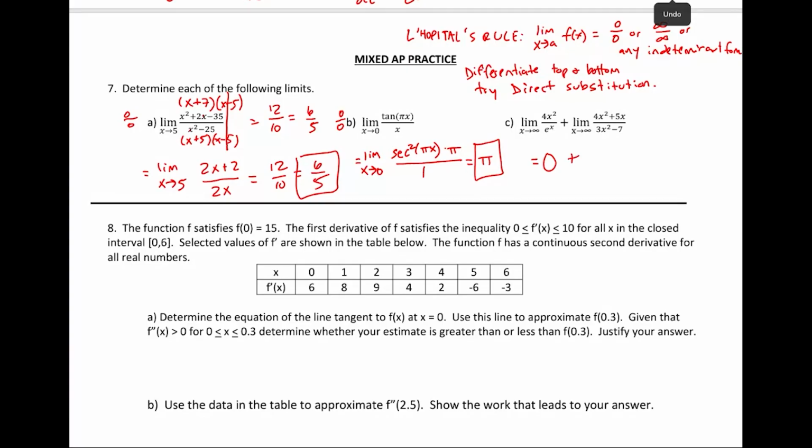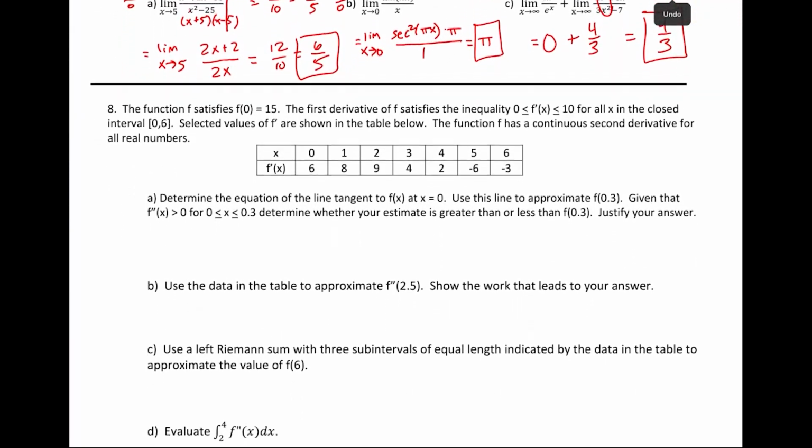Now for this next one, both the numerator and the denominator are quadratic functions, so they grow at basically the same rate. And so to find the limit as x goes to infinity, or to find the horizontal asymptote of this function, in other words, what is the function's value approaching as x goes to infinity, it's just going to be the ratio of the leading coefficients. So that's going to be 4 over 3. So 0 plus 4 over 3 is going to be 4/3.